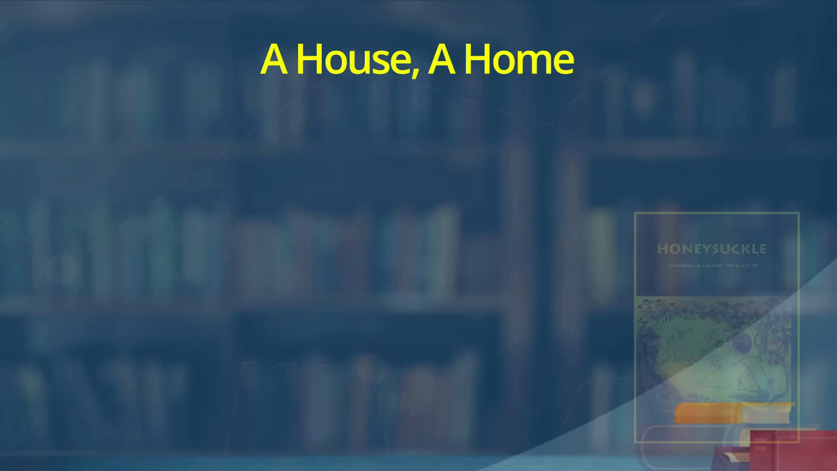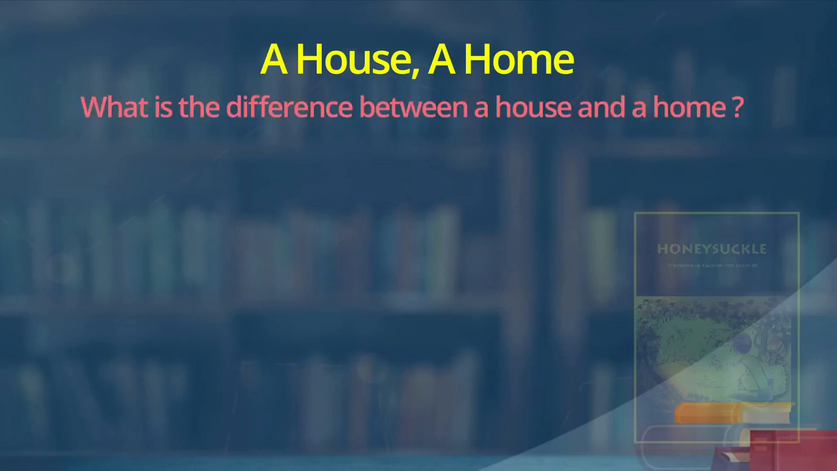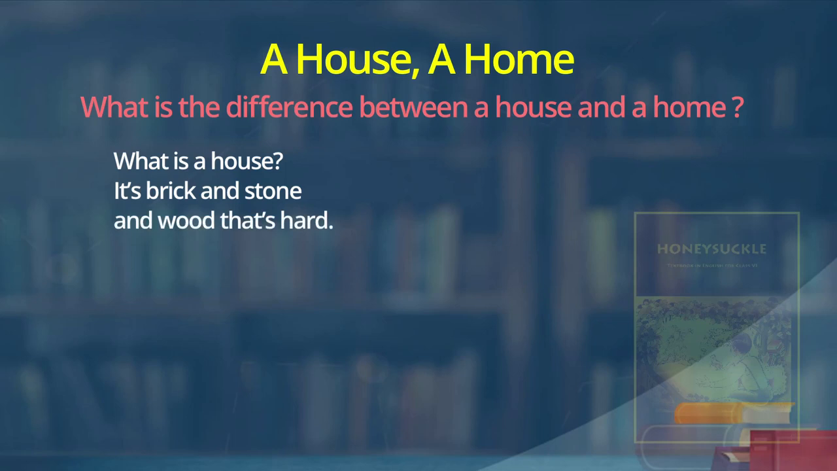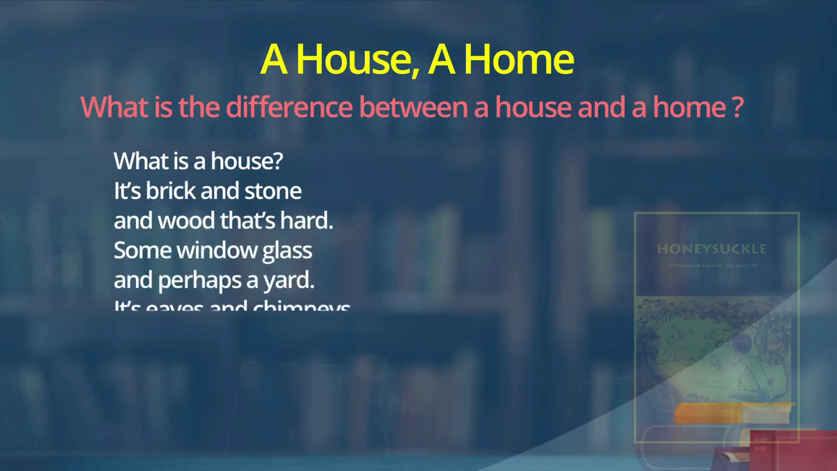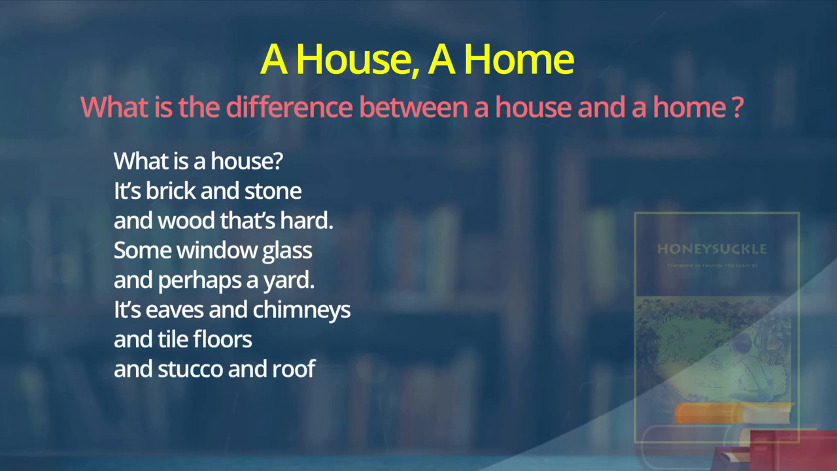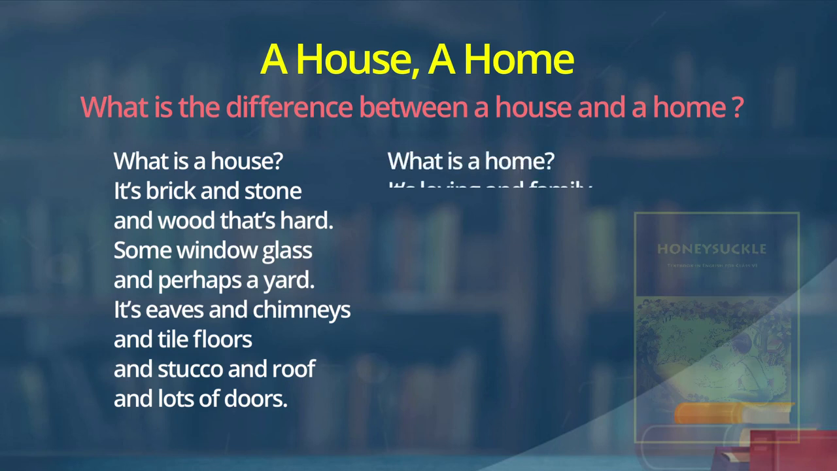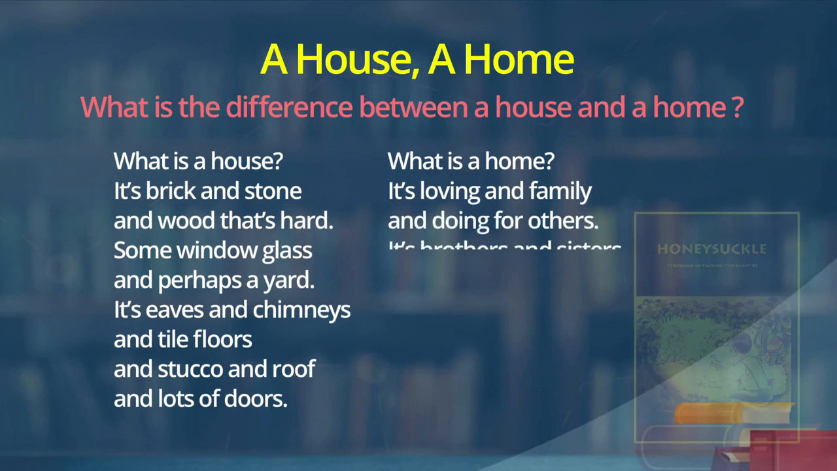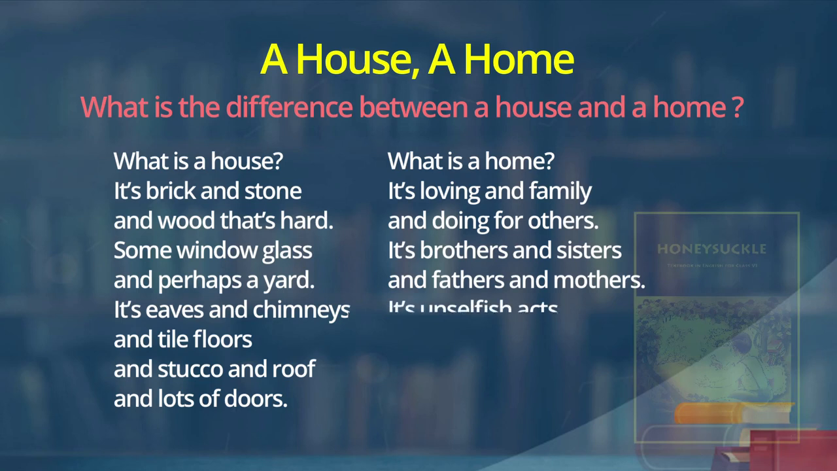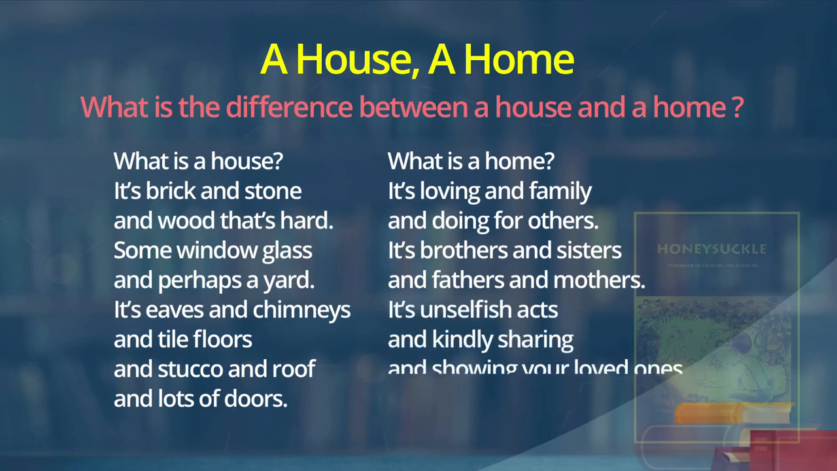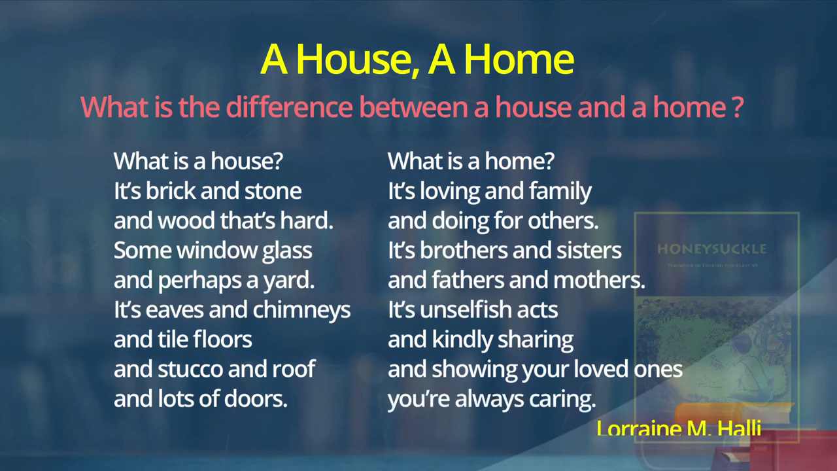Here is a poem, A House or Home. Let's read it. A house or home. What's the difference between a house and a home? What is a house? It is brick and stone and wood that's hard, some window glass and perhaps a yard. It is eaves and chimneys and the tile floors and stucco and the roof and lots of doors. What's a home? It's loving and family and doing for others. It is brothers and sisters and fathers and mothers. It's unselfish acts and kindly sharing and showing your loved ones you are always caring.